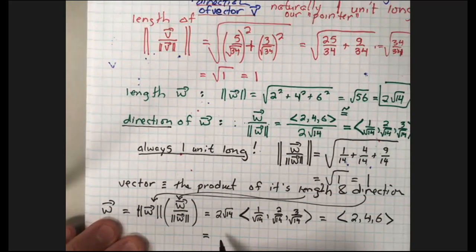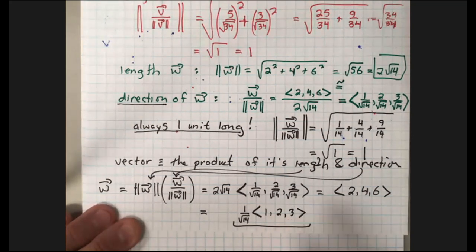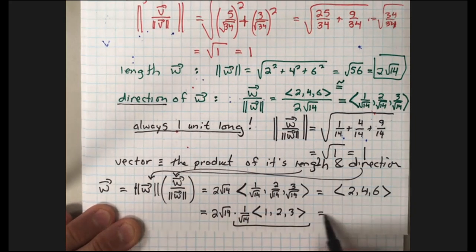Now I'm going to give you a time-saving convention. Instead of writing 1 over root 14, 2 over root 14, 3 over root 14, sometimes that is just too much writing. I would have no problem if you wrote the direction of W as 1 over root 14 times 1, 2, 3. But then know that this whole thing is the direction of W. 1, 2, 3 is not the direction of W because it's not one unit long. But that makes calculations sometimes a little bit easier. It makes writing easier. 2 root 14 times 1 over root 14, you see the root 14s cancel. You just get 2 times 1, 2, 3, which is 2, 4, 6.